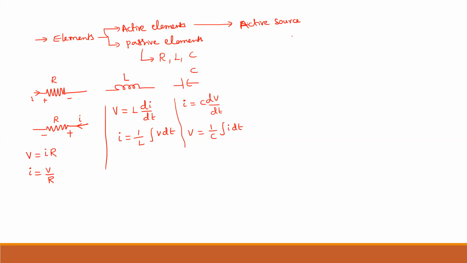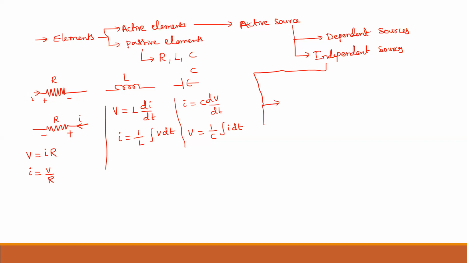Now coming to the active sources. Basically, these are classified into two types: dependent and independent. Dependent sources, and independent sources. What are independent sources? Independent sources are again classified into voltage source and current source.